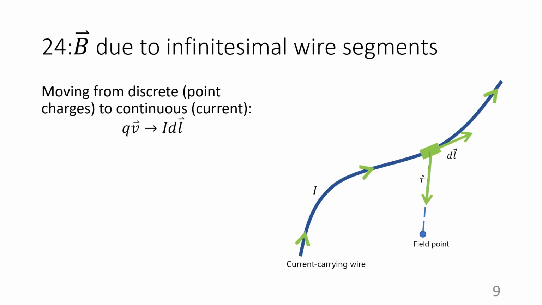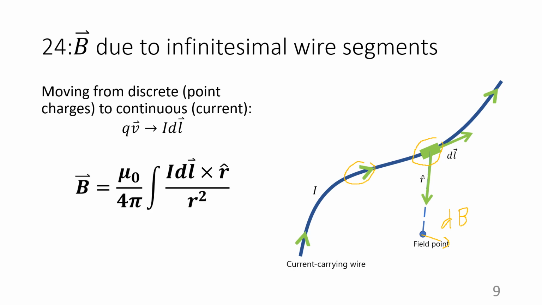And adding all of these contributions, so okay, let's go back. These segments, these green segments dl, all contribute some sort of dB at this field point here. So I'm not sure where the dB is supposed to point at that. And adding all of these contributions via integration gives us a general expression for a magnetic field due to any wire segment, given by the following. B is equal to mu naught over 4 pi and the integral of I dl cross r hat over r squared.